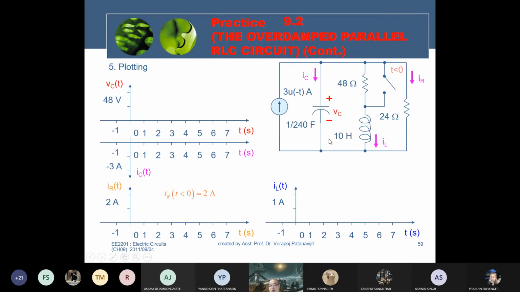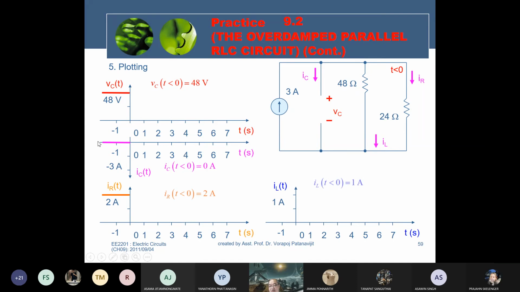Now from the overall point of view, for time greater than 0, the capacitance voltage VC equals 40x volt. The capacitor performs like an open circuit. Therefore, IC equals 0, IR equals 2 amp, and IL equals 1 amp. The 3 amp splits here: 1 amp flows here and 2 amp flows here.